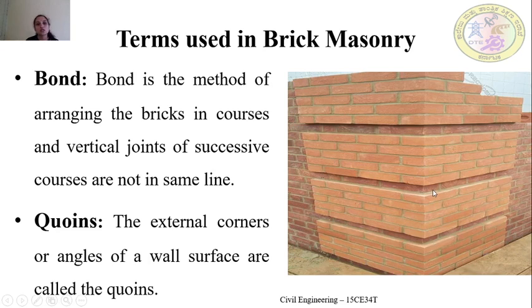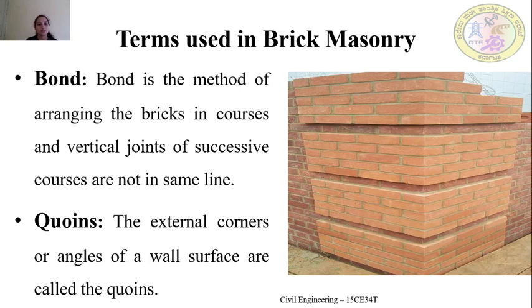The next term is the bond. Bond is the method of arranging the bricks in courses. Just look at this picture. Observe the first course, second course, third course, fourth course and fifth course. Here we can observe the structure facing is placed on the face of the wall. Again here also the structure facing is placed. In the next courses as well, we can observe the structure facing placed on the face of the wall.